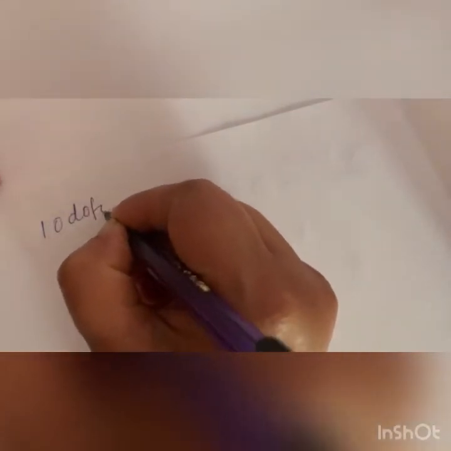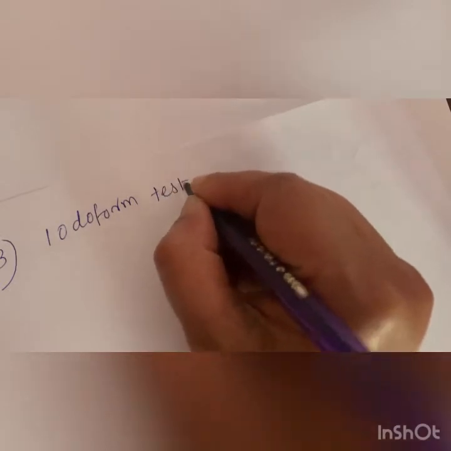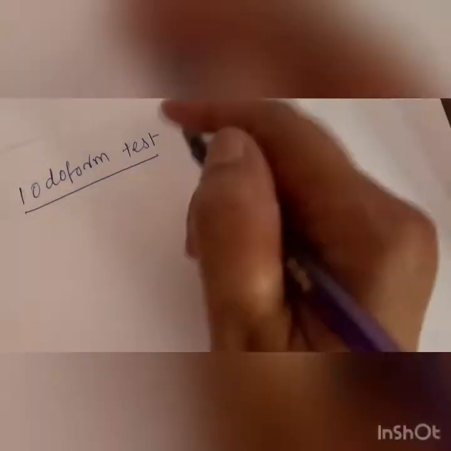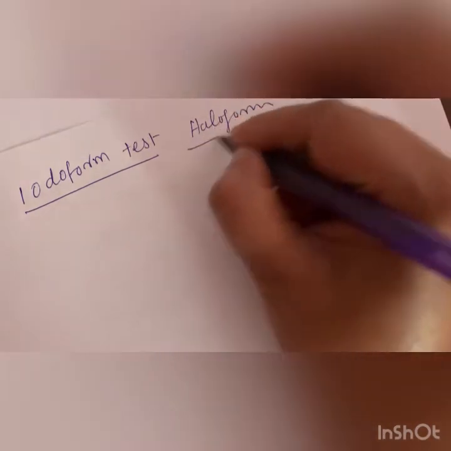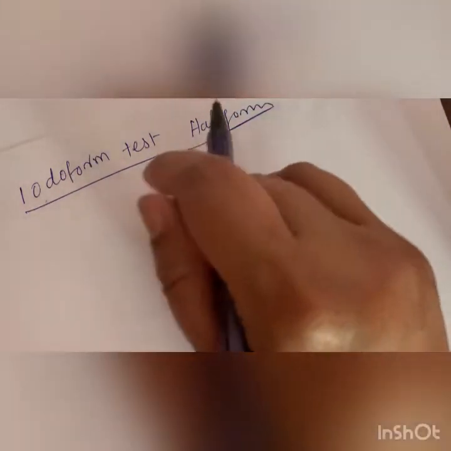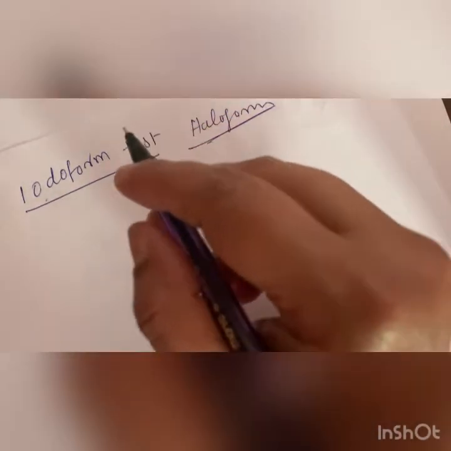Now one more test we have to study, that is for methyl ketones, the iodoform test. Next test is the iodoform test. This is the third test. Generally we call it the haloform test, but the halogen we normally use is iodine, that's why it is known as iodoform. Iodoform test for aldehydes and ketones.